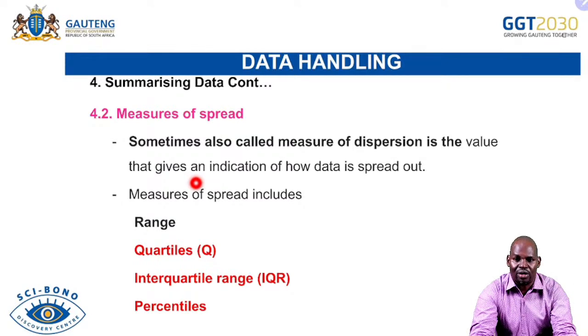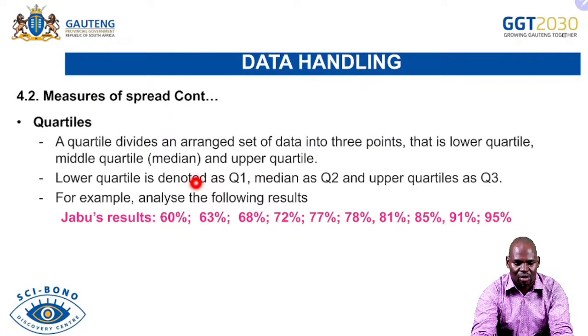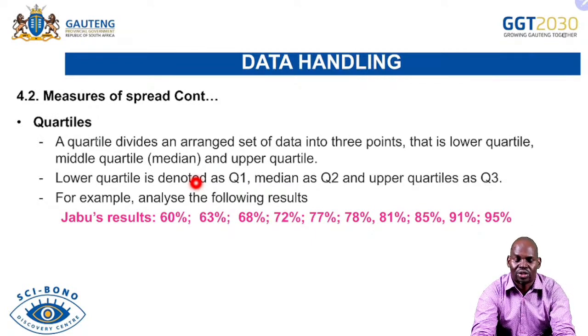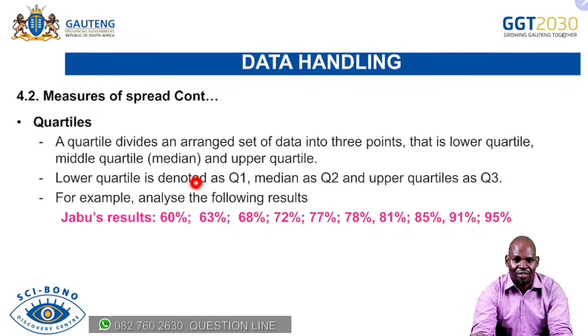Now, what do we mean by quartile, or what is a quartile? Now, a quartile divides an arranged set of data into 3 points. That is lower quartile, middle quartile, and upper quartile. Lower quartile, in some cases they say is Q1, and then we also have median, Q2, and upper quartile as Q3. Okay, so I think I need to take a break, boys and girls, just 1 minute, and then I'll get back to you.